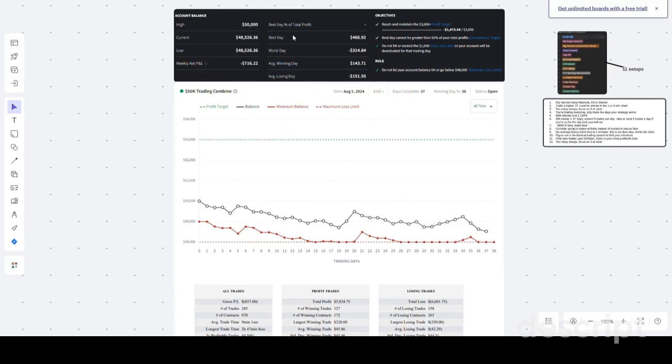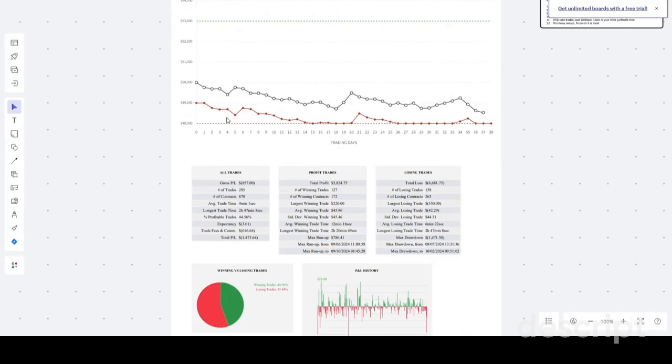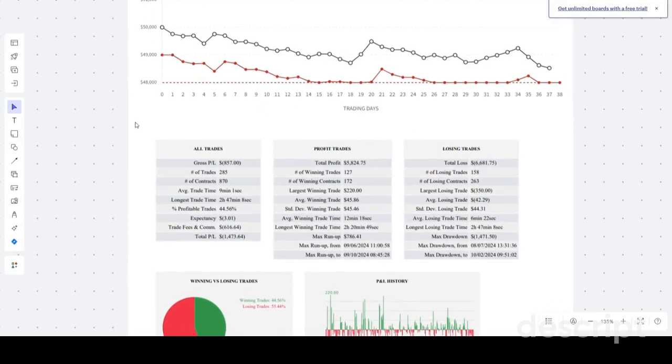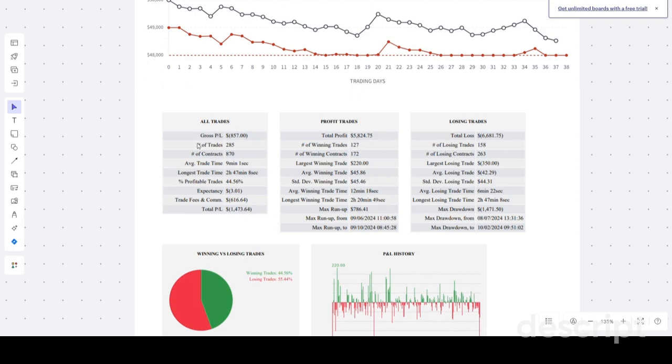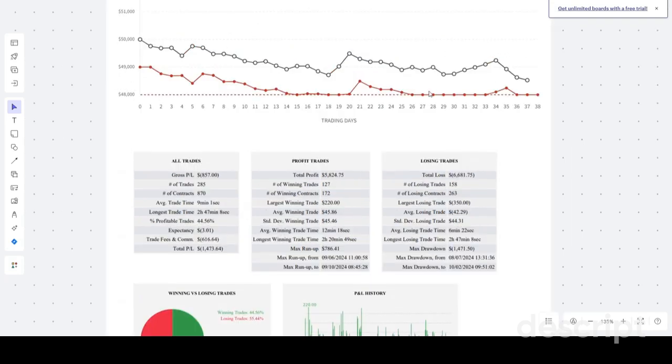But this is the TopStep stats. Right here, what we're looking at is my real stats. This comes from the platform that I was trading on, which is TradeOvate. So first things first, my gross P&L for last week was pretty much a break even, because I had this nice run up. I had a whole week of consecutive wins.